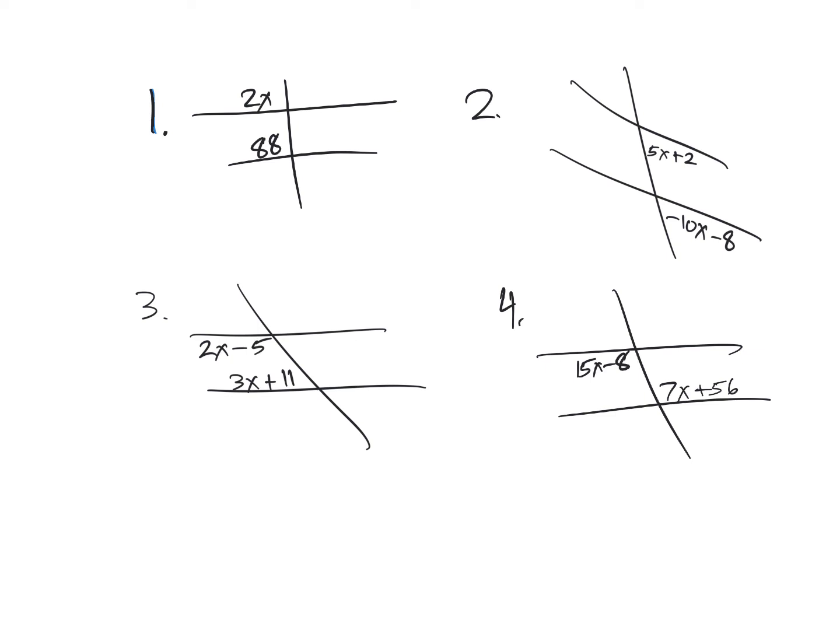corresponding or consecutive. So it's hard to see, but 2x is acute and 88 is obviously acute. They're in the same position, so that means corresponding, so that means they're equal. So 2x equals 88, divide off the 2, x is 44.